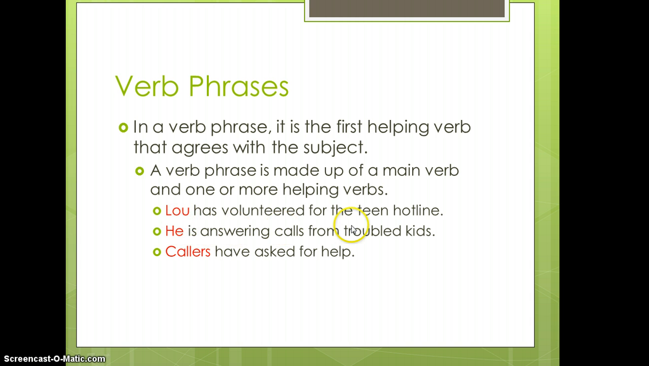He is answering calls from troubled kids. He is singular. Is answering calls is our verb phrase. Is is the helping verb, and is is singular. Now the plural form of that would be were or are. He are answering calls. We know that that's not correct. Callers have asked for help. Callers is plural. Have asked is our verb phrase. Have is plural.